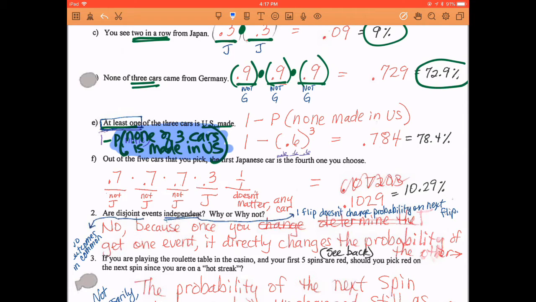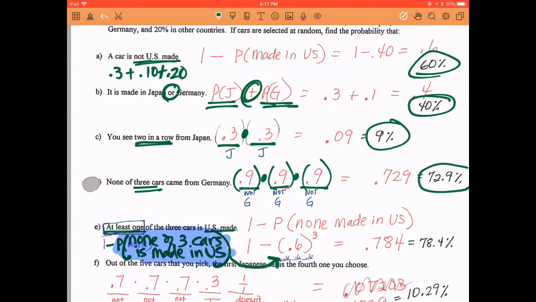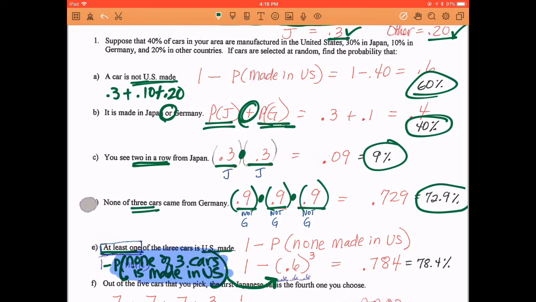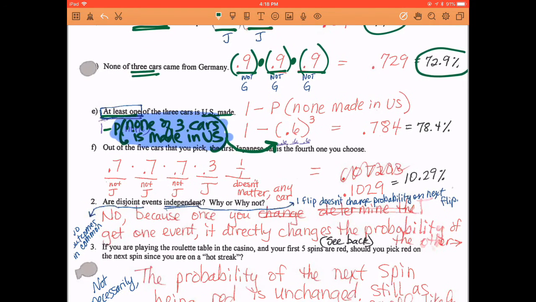So we're going to go over and have all three cars not being made in the U.S. Well, we recall from up above that 40% being made in the U.S. said there 60% were not. That's where that 0.6 comes from. So 0.6 times 0.6 times 0.6. All three of them are 0.6s. So I do 1 minus 0.6 to the third, and that's how you get your 78.4%.